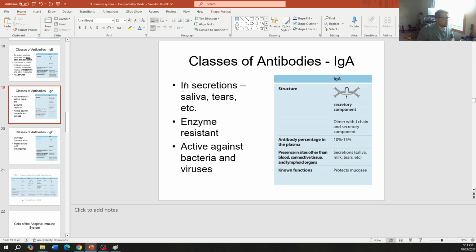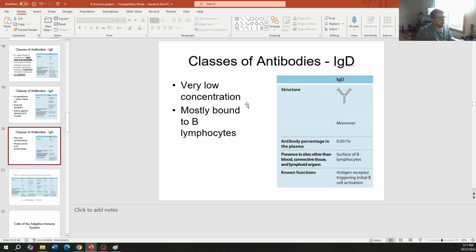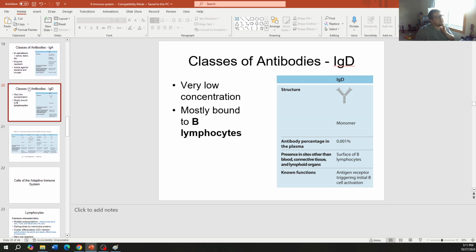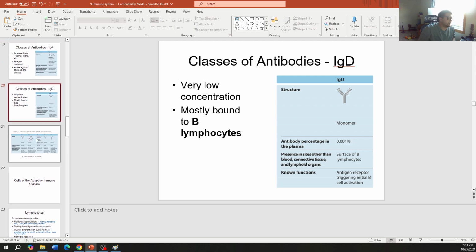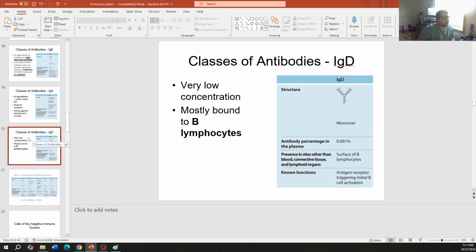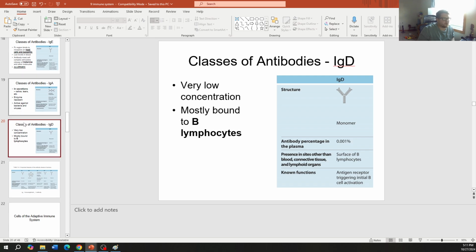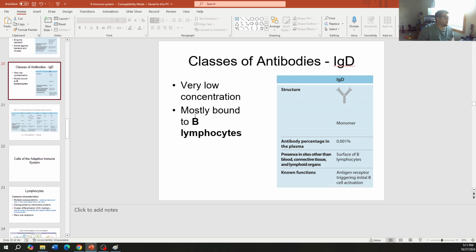IgA is located in secretions. And then IgD, again, is mostly bound to B lymphocytes. So those parts that I've highlighted, those are the key points. Again, don't worry about memorizing all of this. It'll be a handful of questions on the exam, but these are going to come back over and over again in the future. The more you can remember of them now, the better off you're going to be for the future.